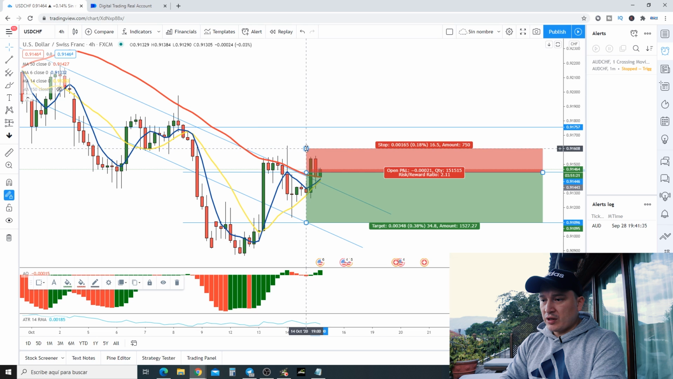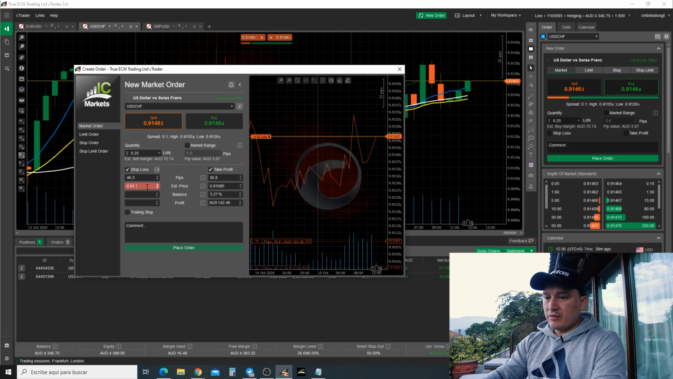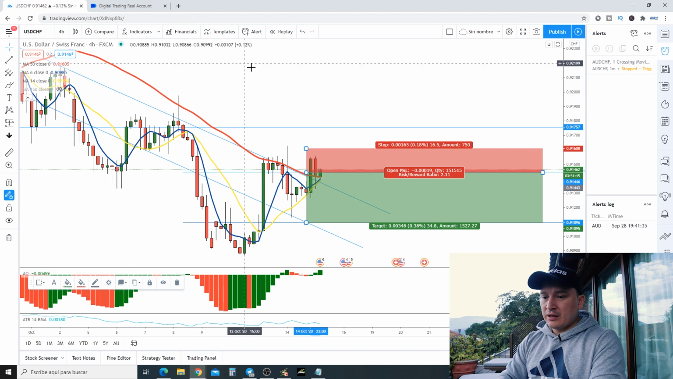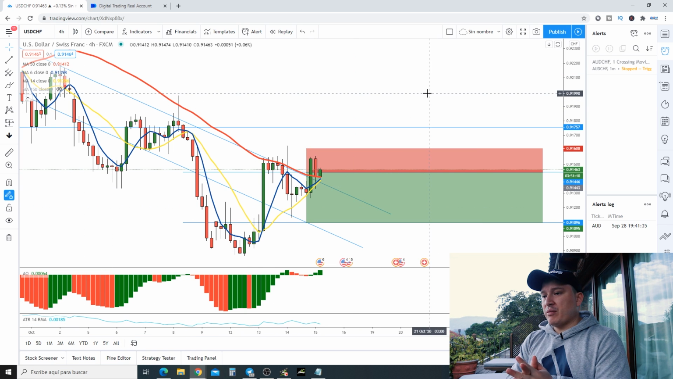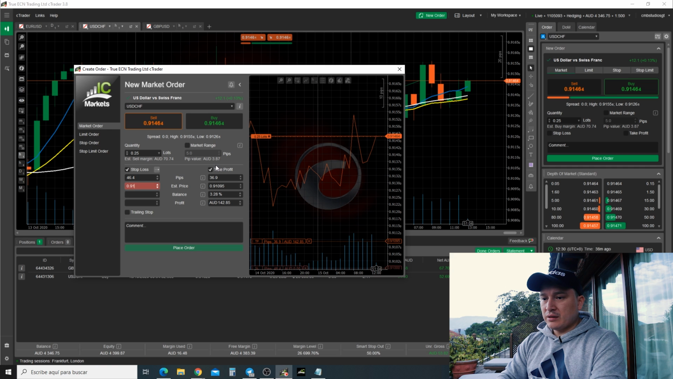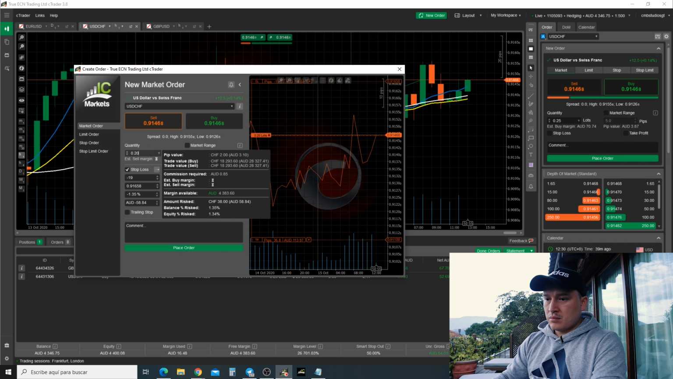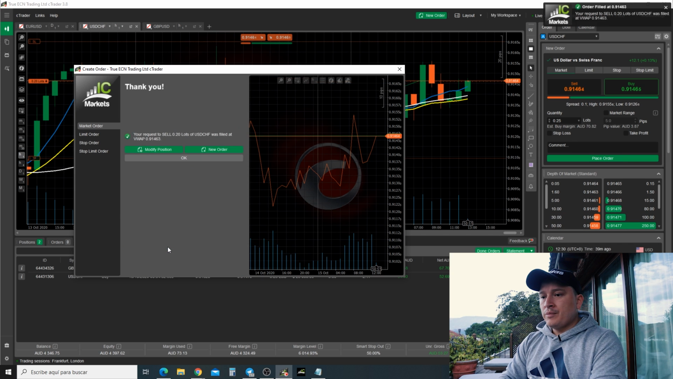Let me just go ahead and move it a little bit above, because I do believe that I need to give it room. And this is another thing, the average true range, many people have been asking me about it, right? Let me just go ahead and place the trade first before I actually lose it. There you go.